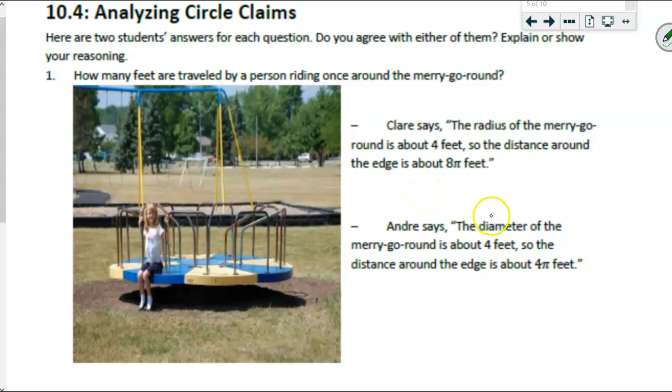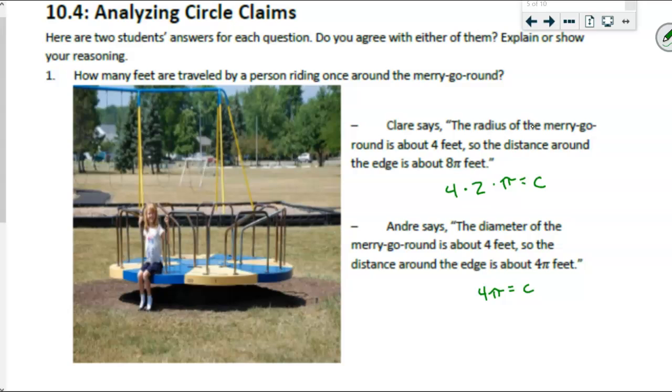Yeah, they're both doing correct things, aren't they? If the diameter is 4 feet, the diameter multiplied by pi is how we find the circumference, so that's correct. And if it is a radius of 4 feet, 4 multiplied by 2 will give us the diameter, and then that multiplied by pi is going to give me the circumference. But the question is, which one has the more reasonable answer?